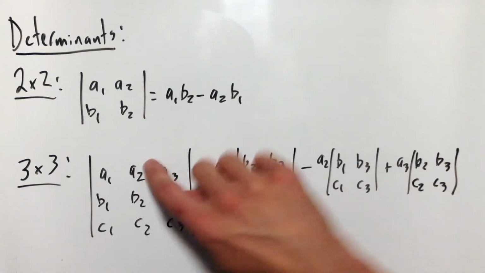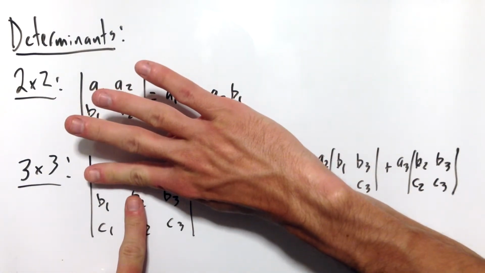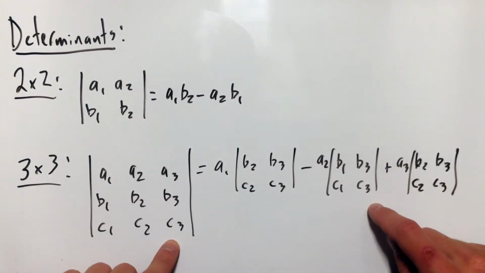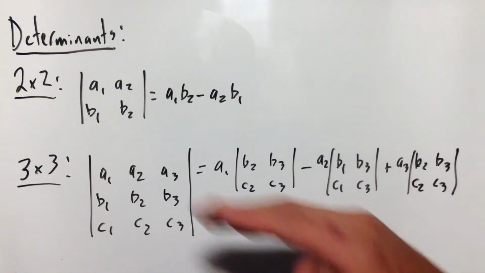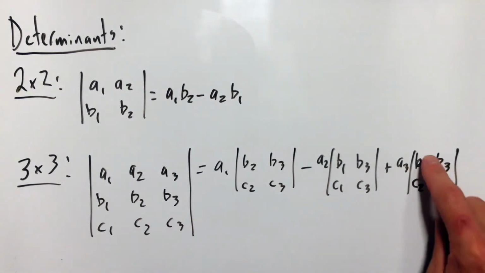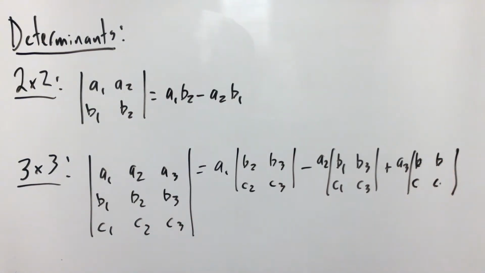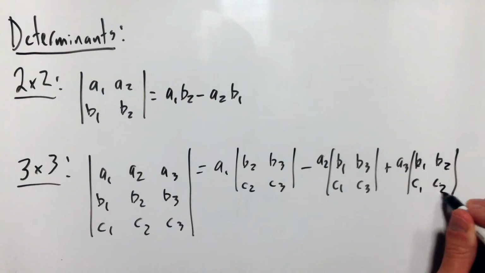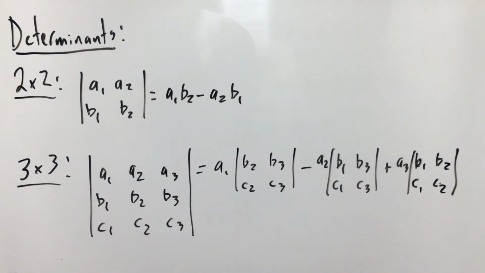Now we subtract A2 times the determinant that's left when we get rid of the first row in the second column, which is B1, B3, C1, C3. Finally, we add A3 times the determinant that's left when we get rid of the first row in the last column. That should read, that's incorrect there, that should read B1, B2, C1, C2. All right, and then you can go ahead and evaluate these things, and you end up with a big thing that has 6 terms. Not the prettiest thing in the world, but whatever.